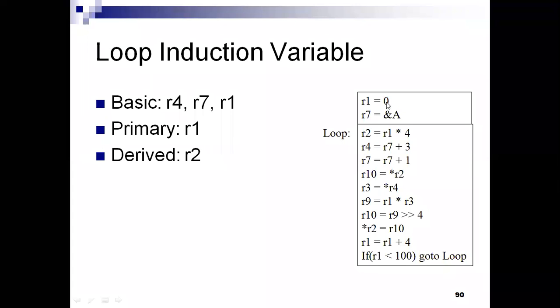The R1 is equal to 0 is a primary induction variable. And coming to R2, where R2 is R1 into 4, it is a derived induction variable. So here we identify from the basic block which one is a basic induction variable, which one is a primary, and which one is a derived induction variable.